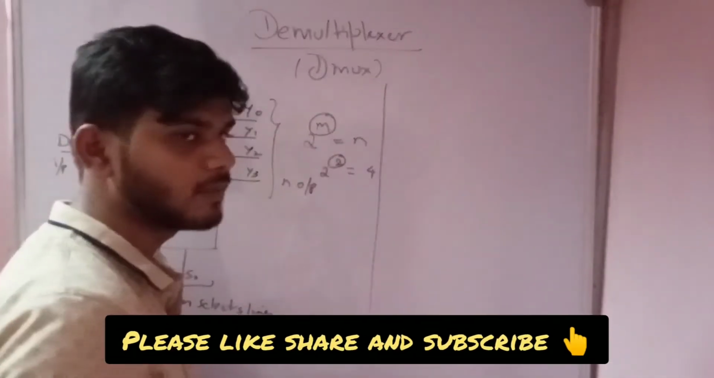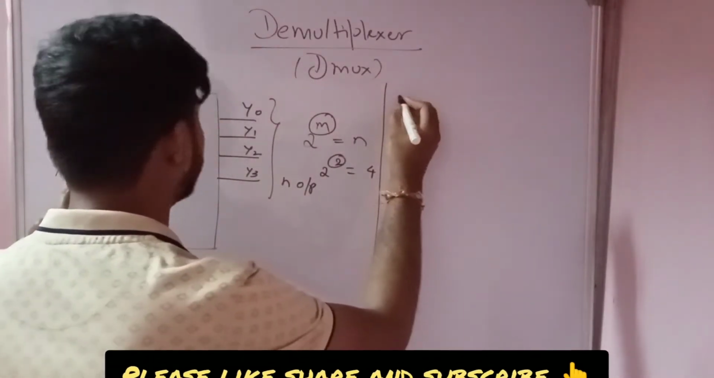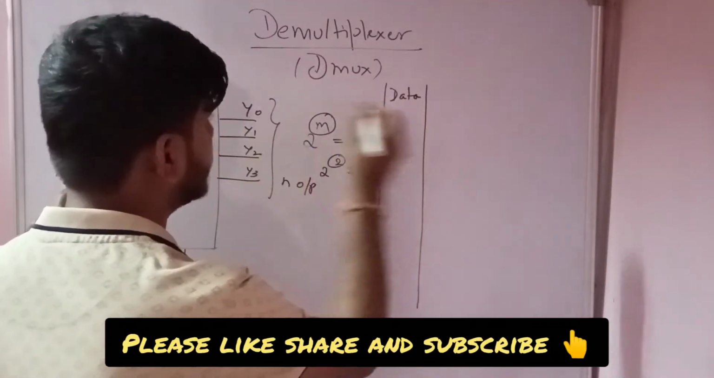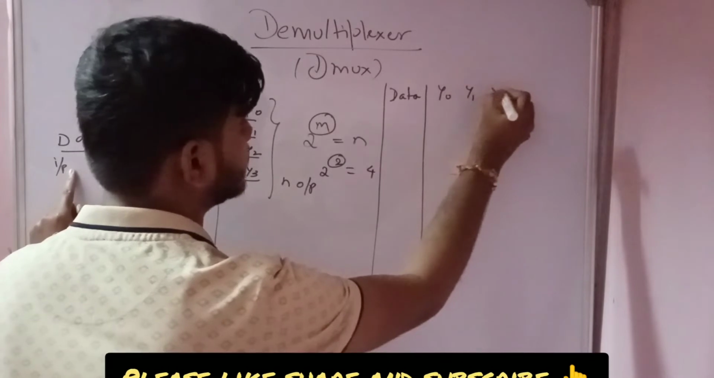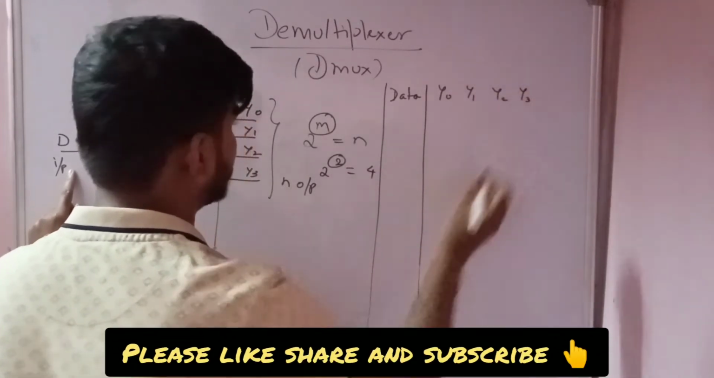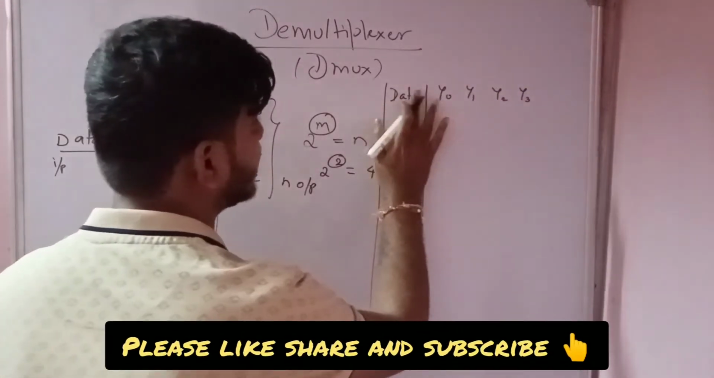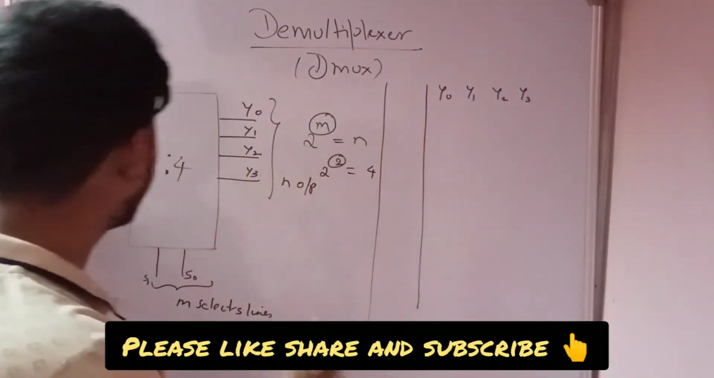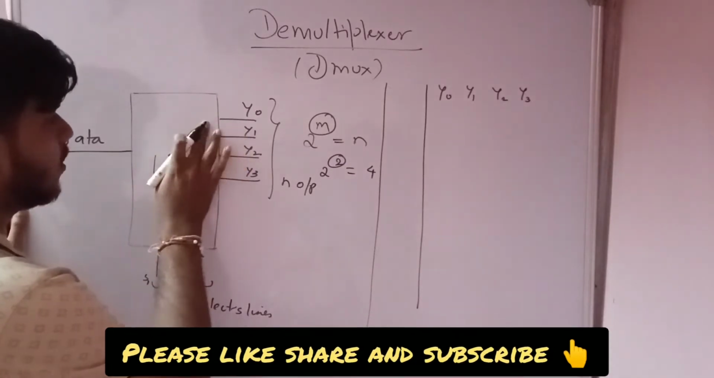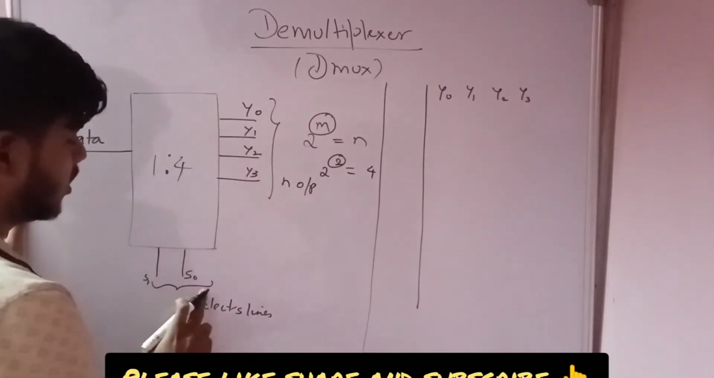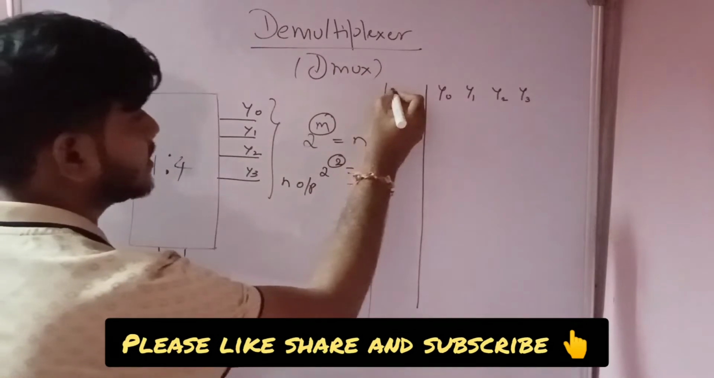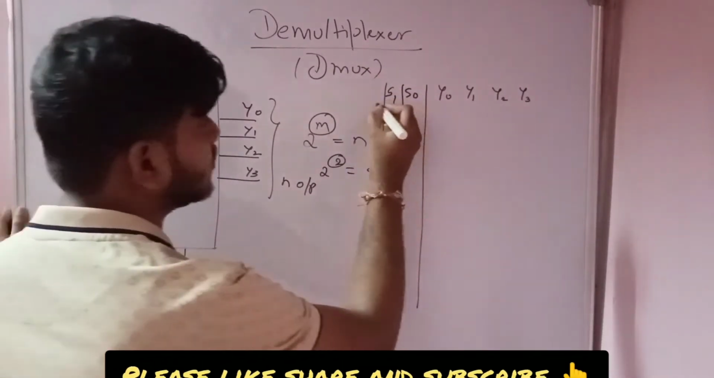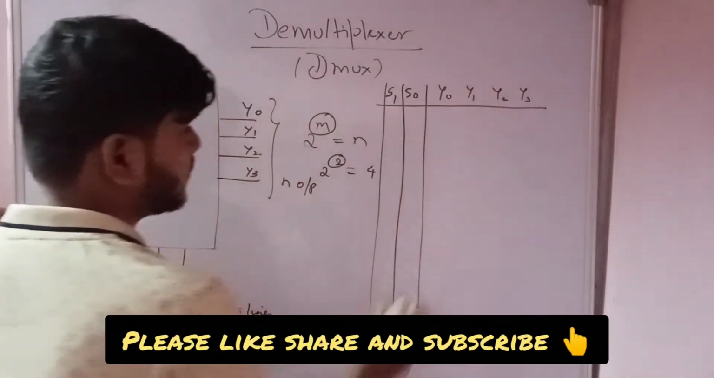Now how do we get the truth table? We have the input, that is the data pin, and we have the outputs, that is y0, y1, y2, y3, and your select lines. We are giving data as a single pin, and depending upon your select lines it will go to one of the outputs. So we'll give input as the select lines, that is S0, S1. Now this is your truth table.